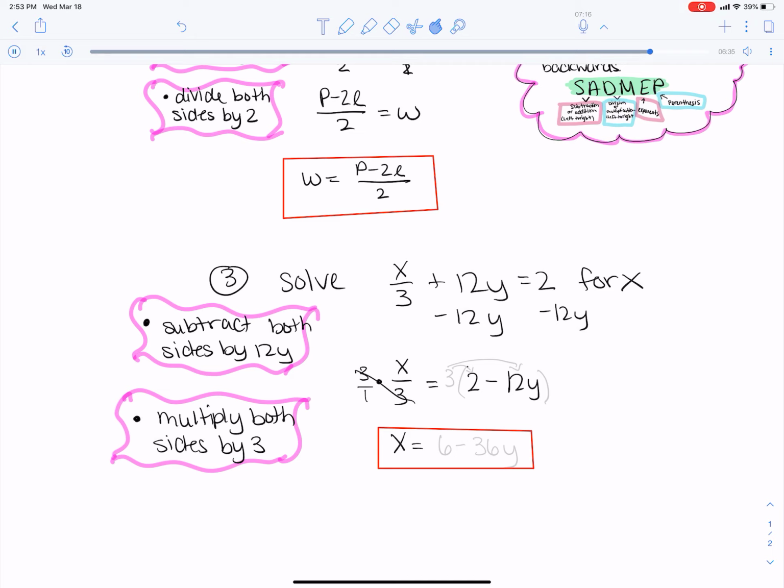What we want to do is put parentheses around the whole thing, and then multiply by 3. Now, when we have parentheses, I have to distribute, because this makes sure that I'm multiplying this 3 to both terms on the right-hand side. So we end up getting x equals 6 minus 36y. And that's it. That's what x is equal to. So we've just solved literal equations.